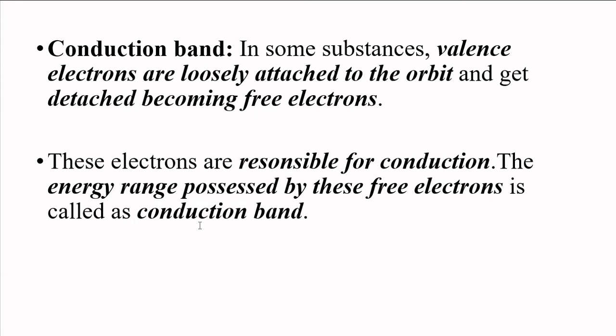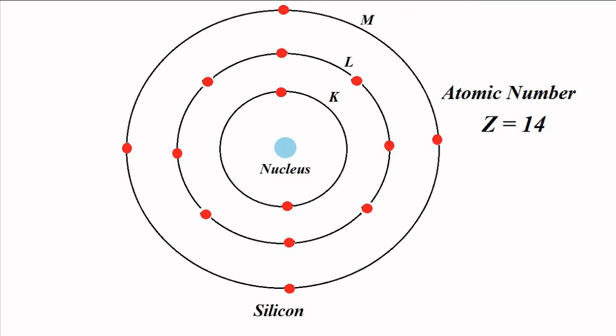So when a number of free electrons become free and occupy a certain energy level, the summation of those energies, that total energy, is called the energy of the conduction band, or simply the conduction band. Here you have to understand that in order for the outermost electrons, the electrons in the valence orbit, to become free or conducting electrons, they have to be supplied with a certain value of energy.